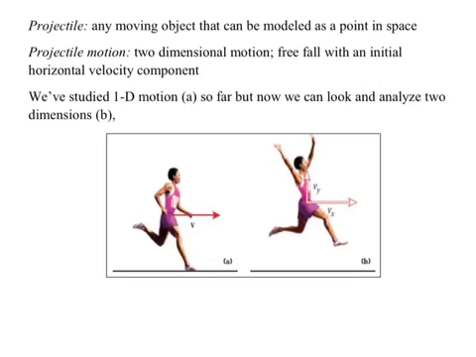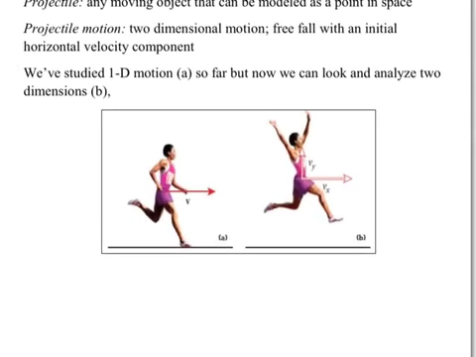Now, this example here is showing a person running. In case A, they're running horizontally. In case B, it's like they're running for a long jump. And they take a jump. Well, now they've got velocity in the x and velocity in the y, because they've jumped up into the air. So that's like a projectile. They're going to follow that parabolic path. So the runner would land like that.